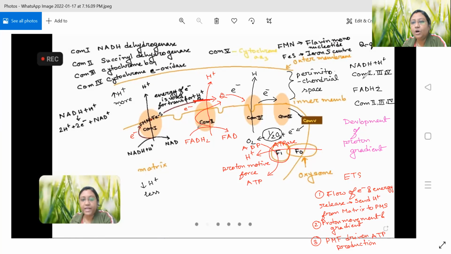Through complex one, I just will use another page. I guess that this part is clear to everyone. Anyone have any doubt regarding this part? Feel free. Yes, beta, bolo.